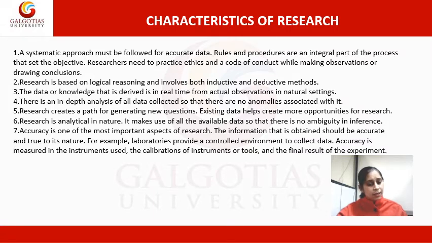And number 7, accuracy is one of the most important aspects of research. The information that is obtained should be accurate and true to its nature. For example, laboratories provide a controlled environment to collect data. Accuracy is measured in the instruments used, the calibration of instruments or tools, and the final results of the research.